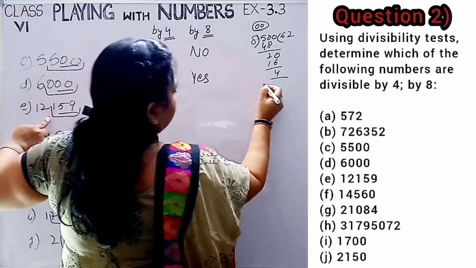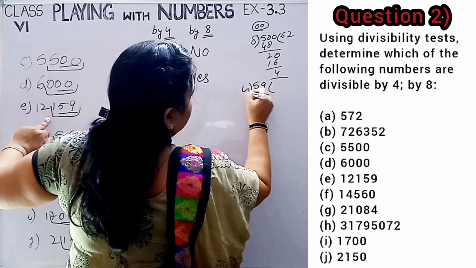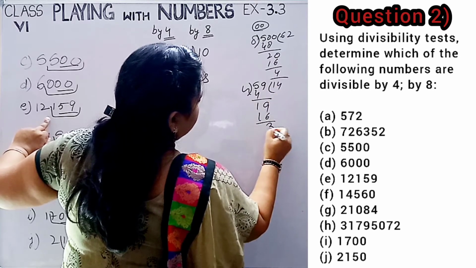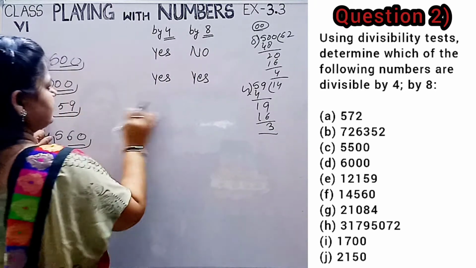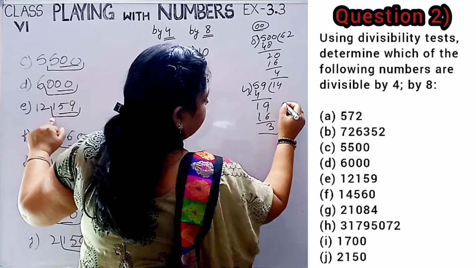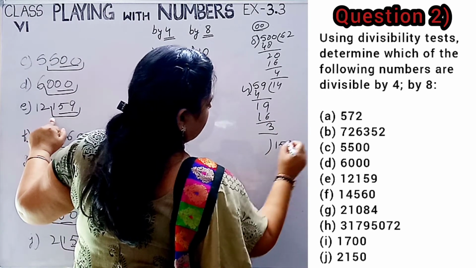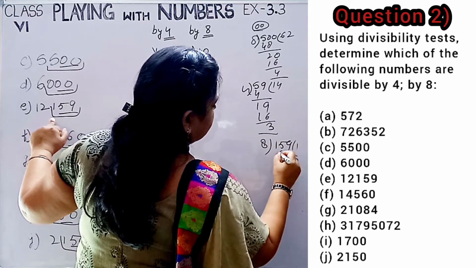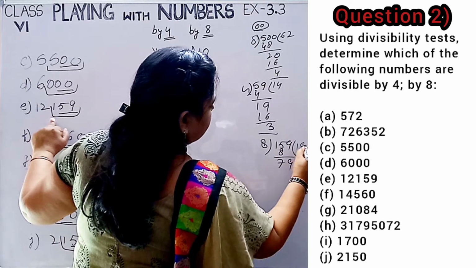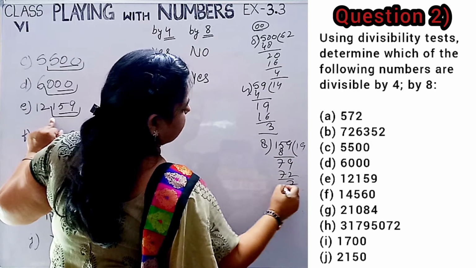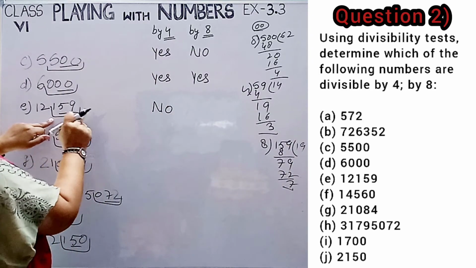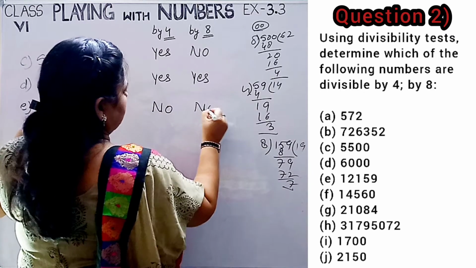Now coming to E part. 12,159. Last two digits 59. 4 ones are 4. Now 4 fours are 16. Remainder is 3. So no, this is not divisible by 4. Now last 3 digits 159 here. By 8. 8 ones are 8. 7, 9. 8 nines are 72. Remainder is 7. So this is not exactly divisible by 8. It means 12,159 is not divisible by 8. So answer is no.